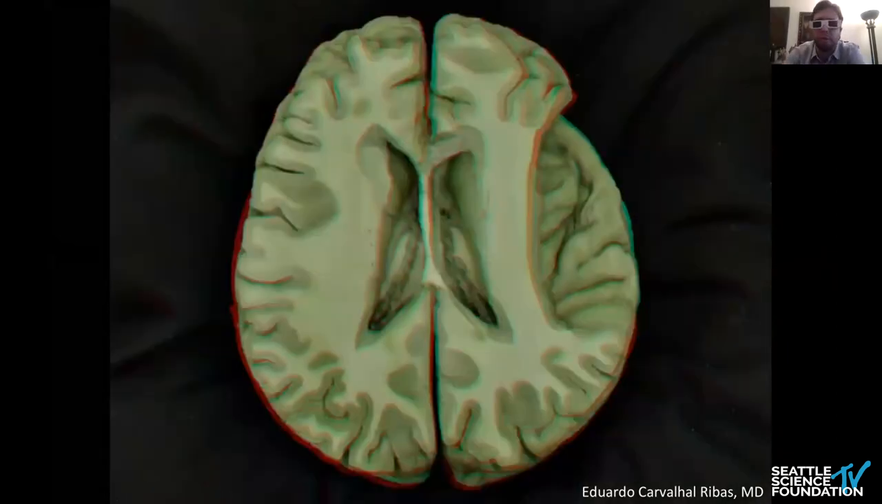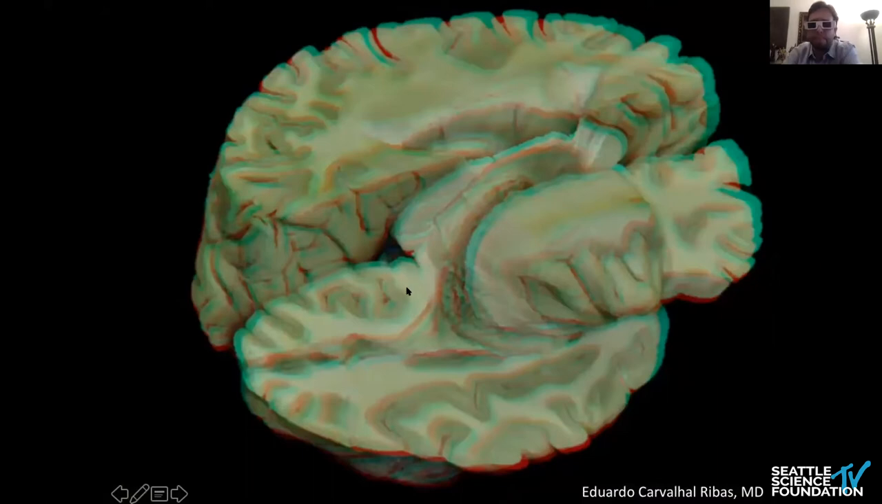Here is a superior view already shown in the first lecture. It's interesting that the insular surface is the lateral aspect of the central core, and the lateral ventricular cavity also makes this C shape around the central core, particularly over the thalamus.